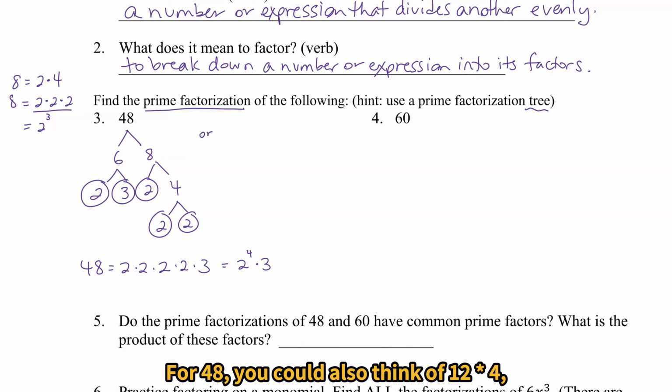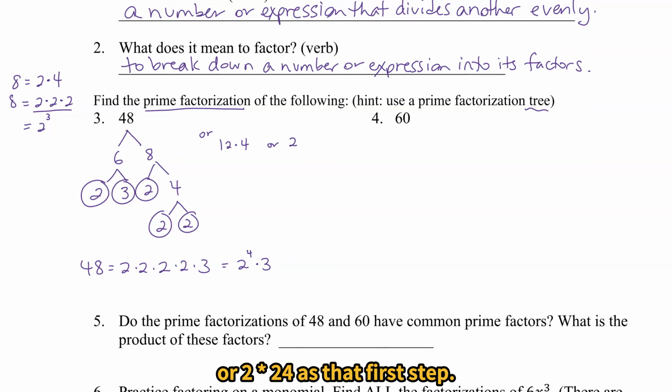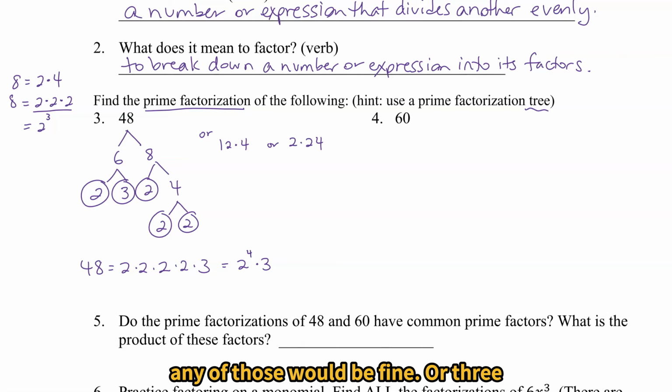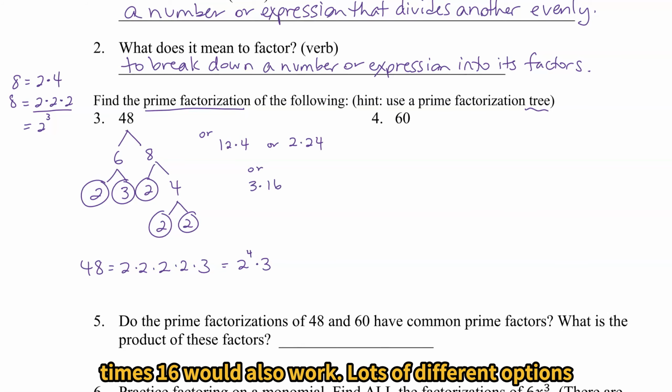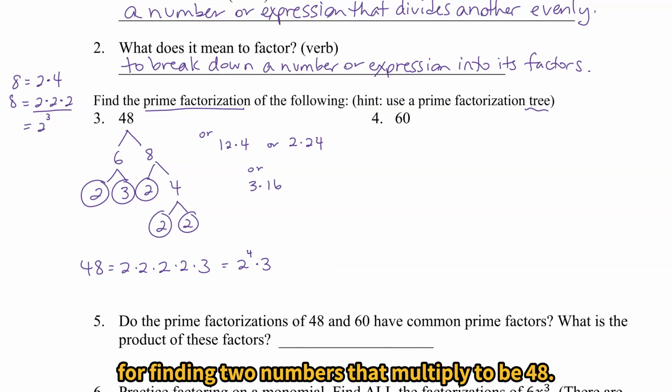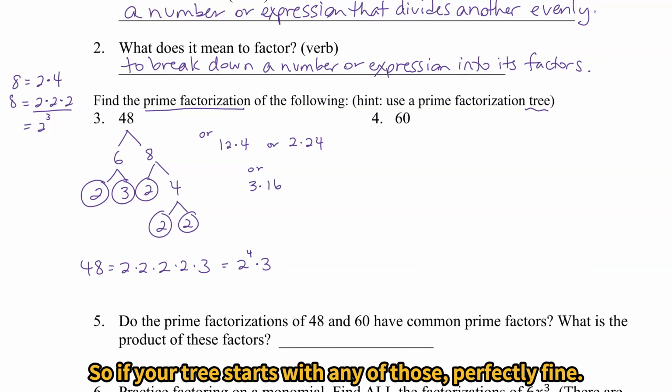For 48, you could also think of 12 times 4, or 2 times 24 as that first step. Any of those would be fine. Or 3 times 16 would also work. Lots of different options for finding two numbers that multiply to be 48. So if your tree starts with any of those, it's perfectly fine.